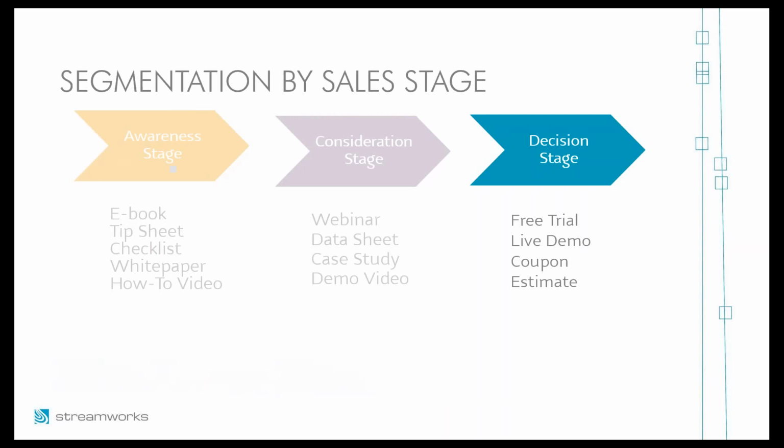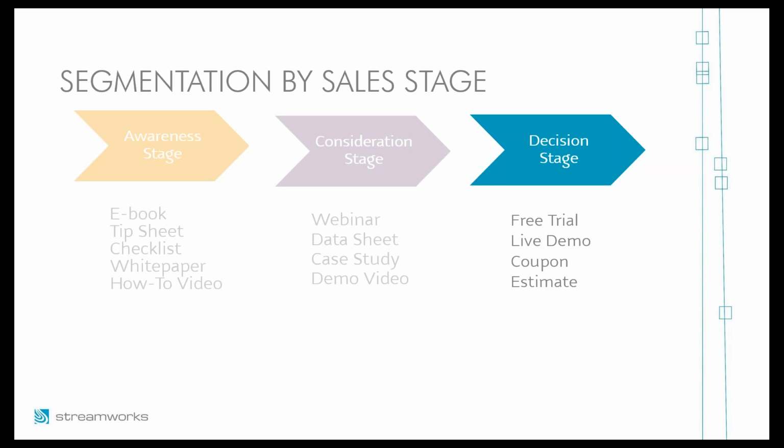Now, the decision stage. This is the point in time when people think, you know what, I'm pretty sure that I know that I want to go with you. And it just comes down to, at that point, when? When am I going to do it? So here there's two things in play. One is being able to offer incentives such as money off and what we have right here, free trials, live demos, coupons, estimates. So being able to give a monetary reason for people to go ahead and pull the trigger now.